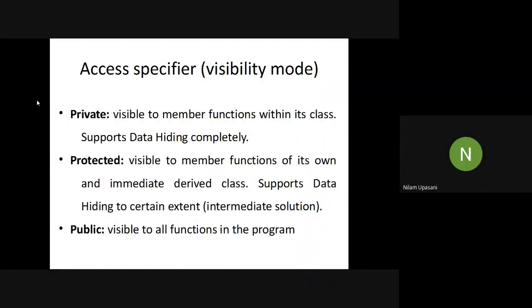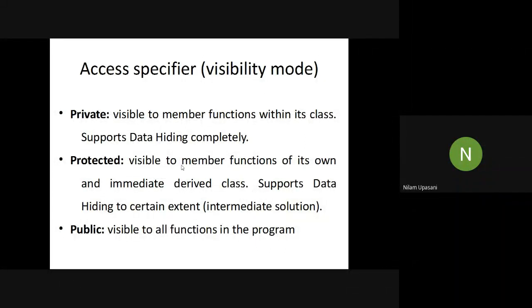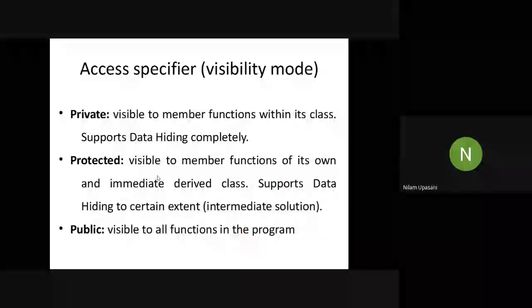Okay, so these three access specifiers are there. Actually, till now we have only discussed private and public, but now as inheritance is there and you have understood what is the meaning of derived class, now we are discussing this third access specifier, which is protected. So only these three access specifiers are there in C++.